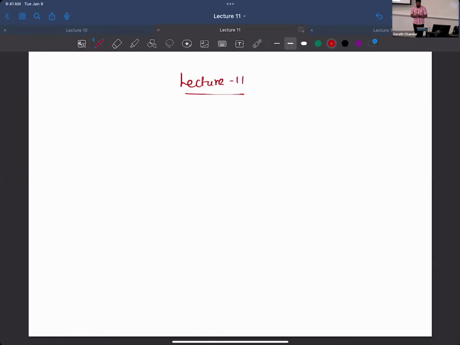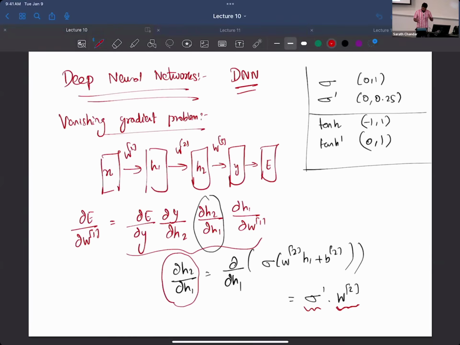However, training such networks is hard, right? Which is what we were discussing towards the end. We talked about the idea of the vanishing gradient problem, where as you increase more hidden layers, and when the gradient passes through these hidden layers, they vanish or they shrink. The most important part of the gradient computation was ∂h2/∂h1, right?